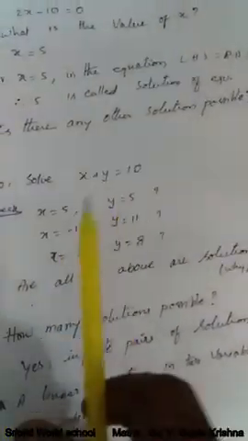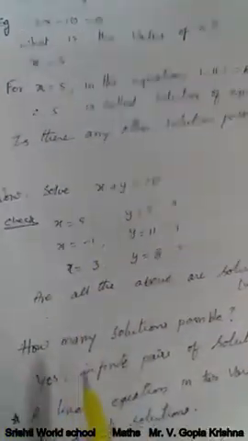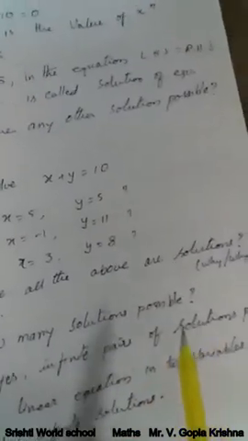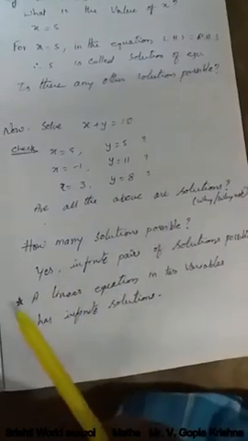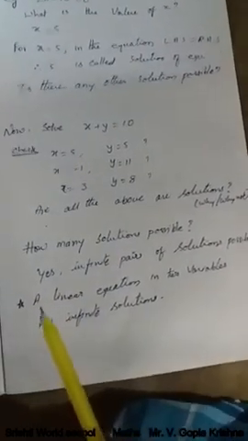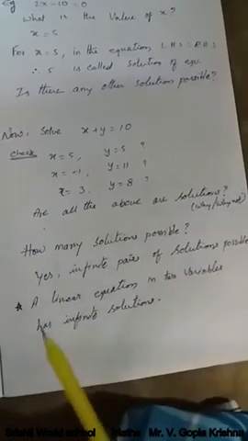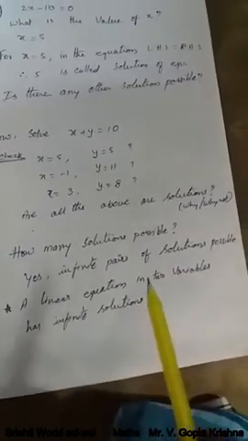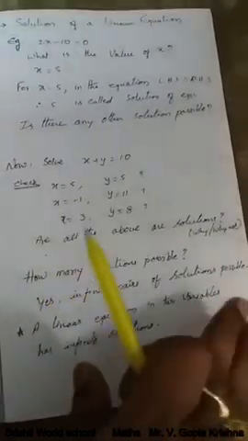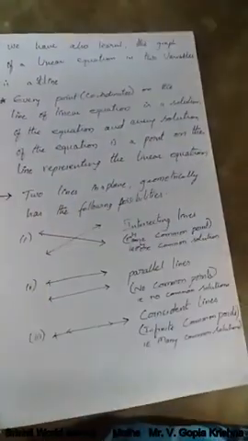Very good. So how many solutions are we getting for this equation in two variables? It is infinite pairs of solutions possible. Infinite pairs of solutions. Very good. So now we can say that a linear equation in two variables always has infinite solutions. Infinite solutions. Very good. Let's move to the next one.